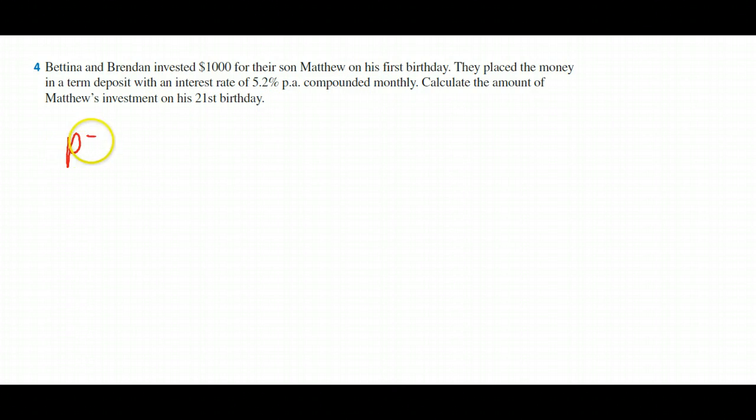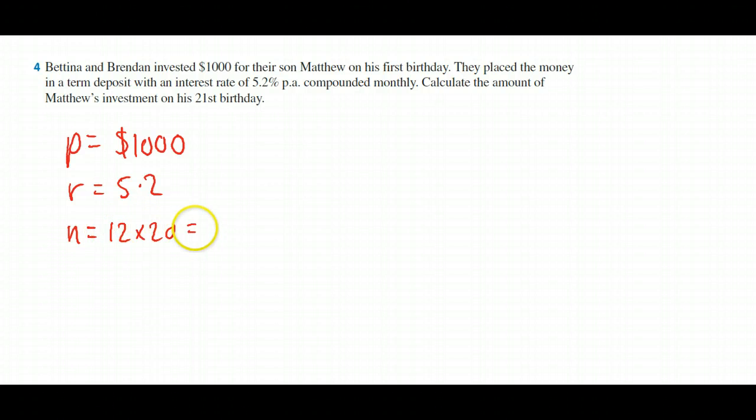So our principal is obviously going to be $1,000, and R is 5.2, and N is the number of compounding periods during the time. So from his first birthday to his 21st, that's going to be 20 years, and it's going to happen 12 times every year because it's compounding monthly. So it's going to be 12 times 20, which is 240. So let's put that into the calculator.